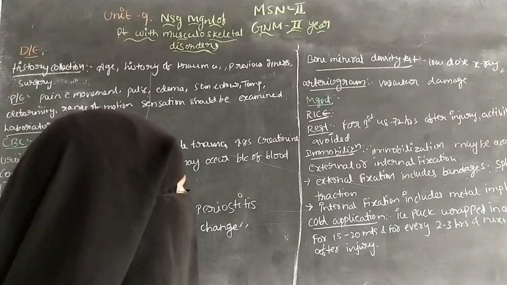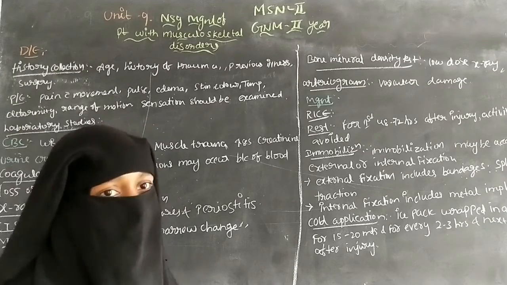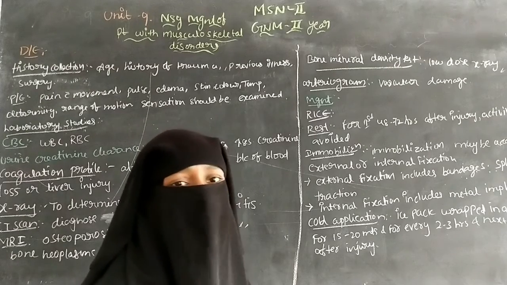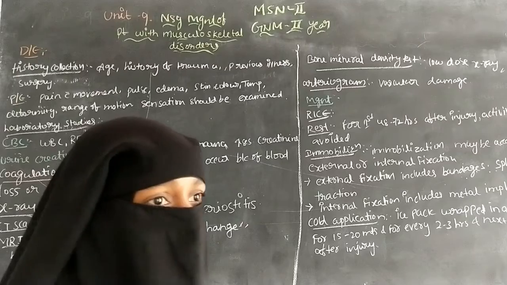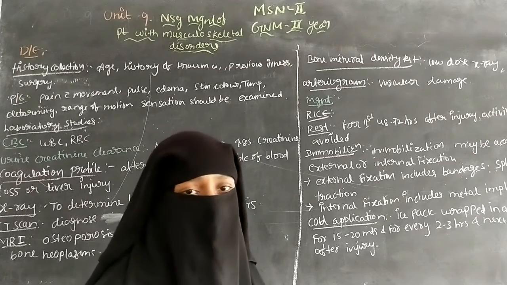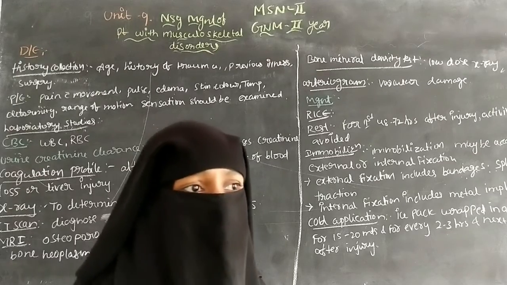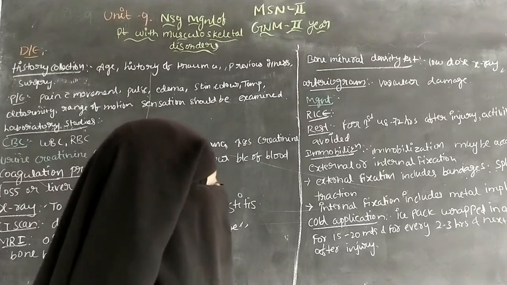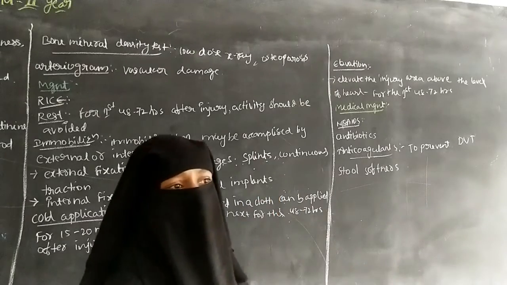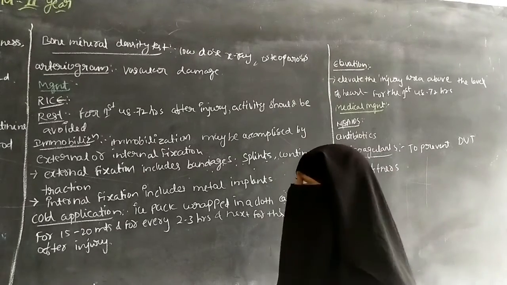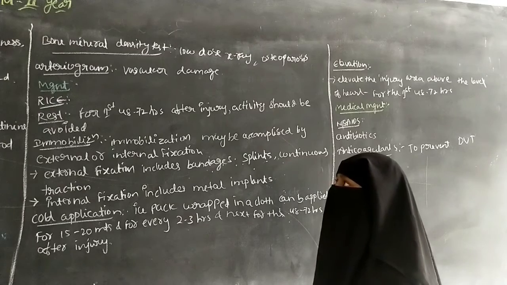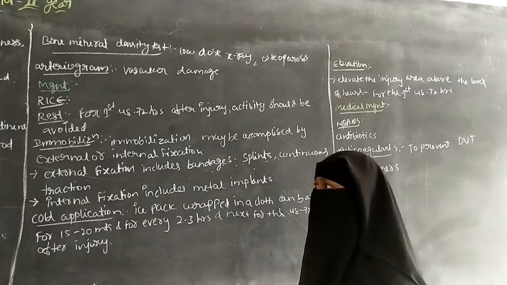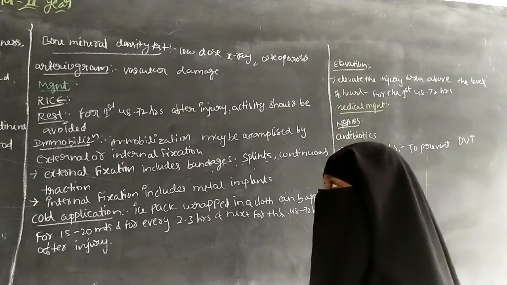So to diagnose this, the bone mineral density test can be done. And next one is arteriogram. Arteriogram can be done to diagnose whether any vascular damage is present or not. So any damage to the blood vessels, we can identify by the arteriogram. So it completes the diagnostic evaluation.